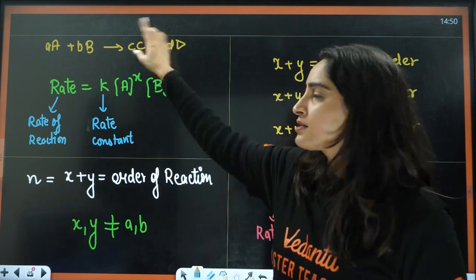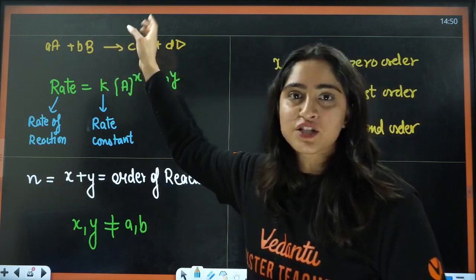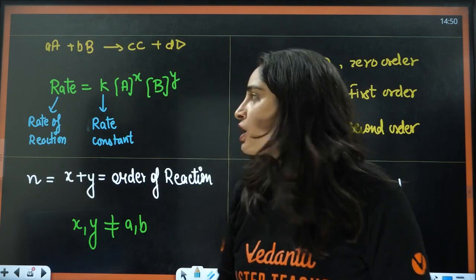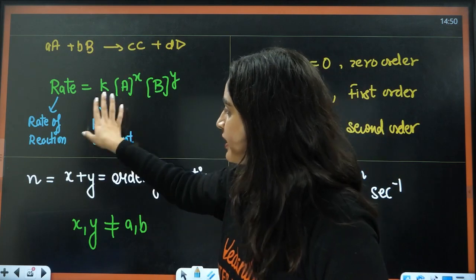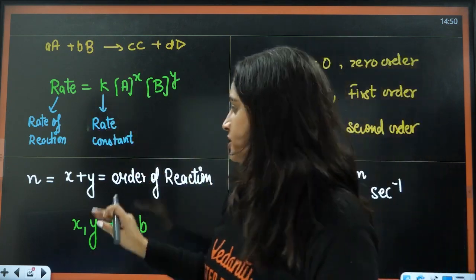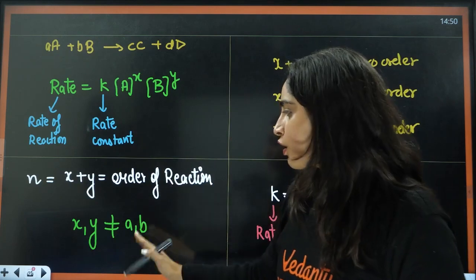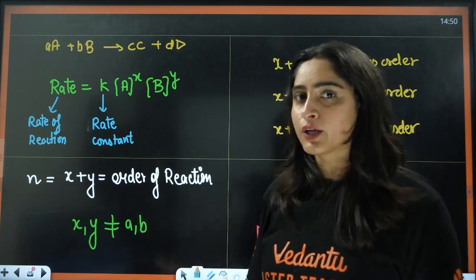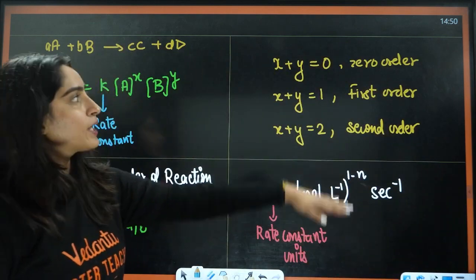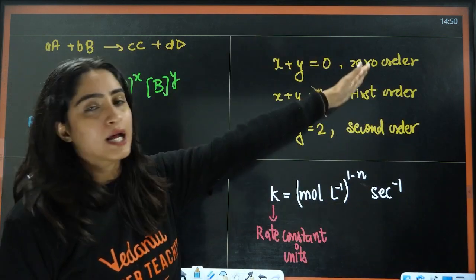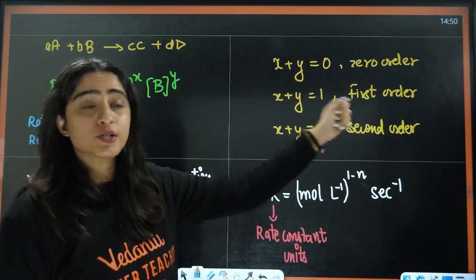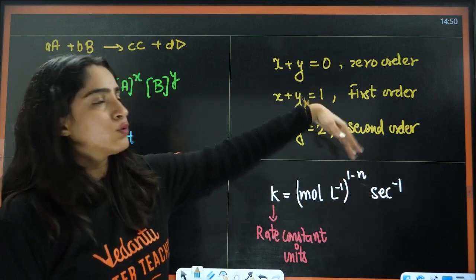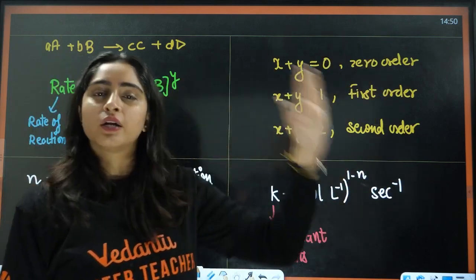It has nothing to do with this reaction. You cannot find the order of reaction by just seeing that reaction. It depends on the slowest step, right? Okay, so now rate is equals to rate constant, and X plus Y is the order of reaction. X and Y are not equal to A or B, nothing to do with A or B, right? Next we have X plus Y equals 0, that is zero order reaction, 1 is first order, 2 is second order, 3 is third order. Okay, you have only these 3 orders of reaction in your syllabus.